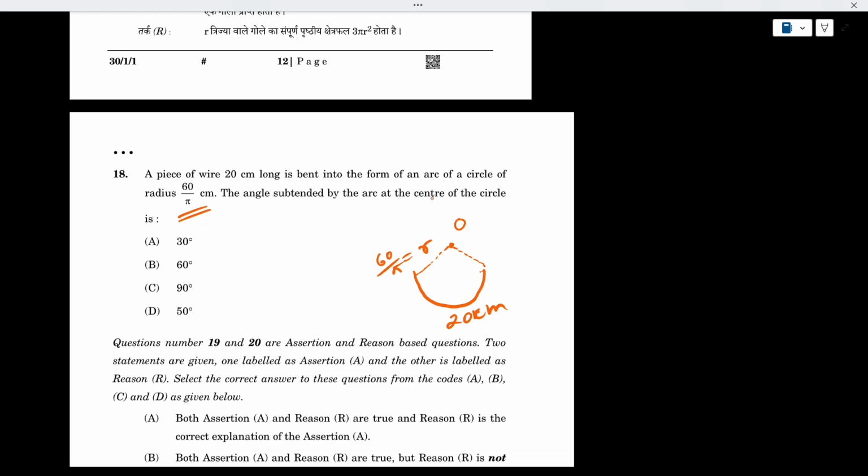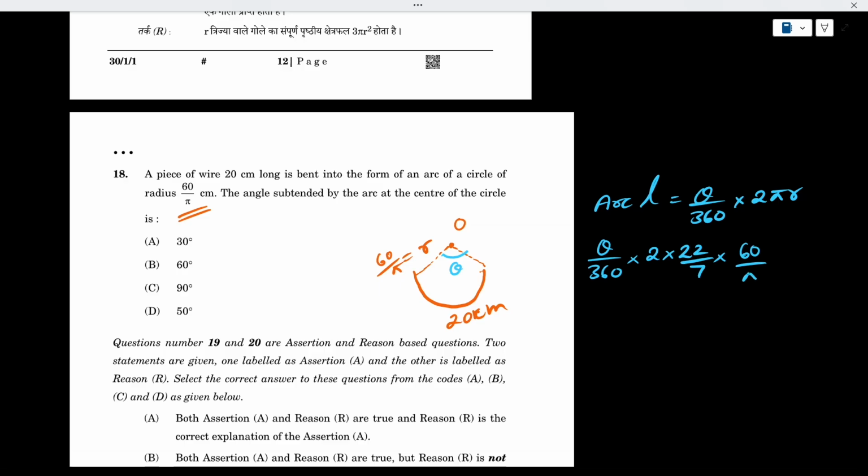Now whenever you take a piece of a circle, it's an arc length, and what is the formula here? Arc length formula, it's theta by 360 into 2 pi r. You have seen one question on area related to circle also in this MCQ, right? We need to find out theta, which is unknown. So let theta be as it is, theta by 360 times 2 times pi times r, where r is 60 by pi, which is equal to the total length, 20, right?